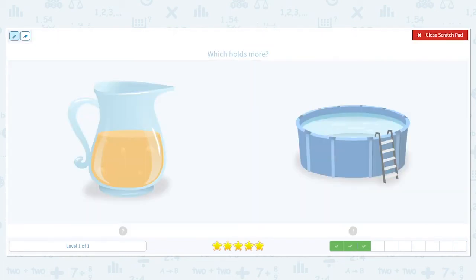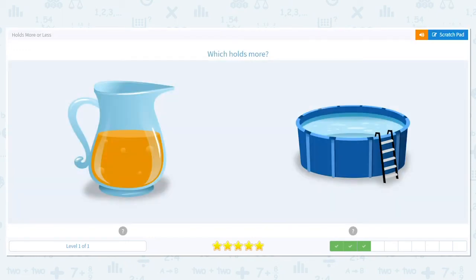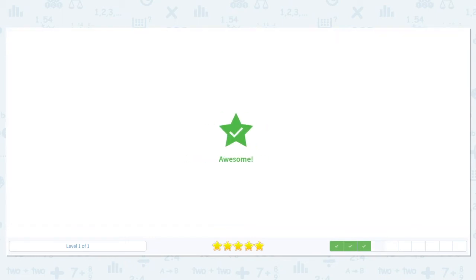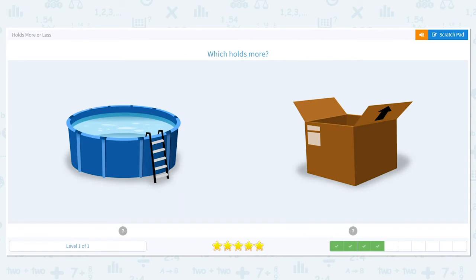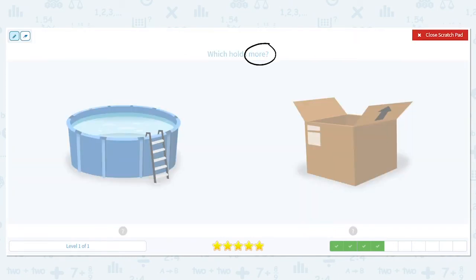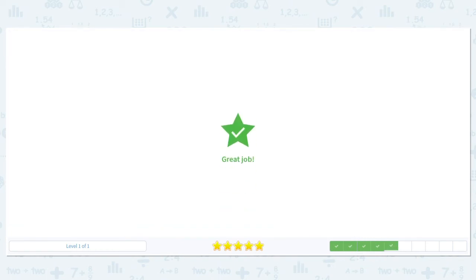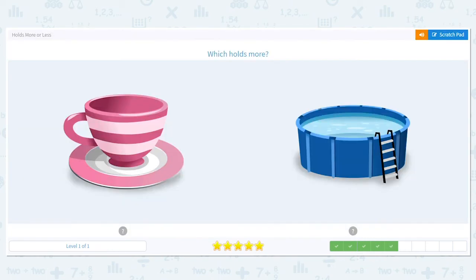Which holds more here? A pitcher or a swimming pool? Well, let me put it this way. Which one can I fit in and swim through the liquid? Right, the pool. I can't do that with a pitcher. The pitcher can't hold enough water or fluid. Okay, which holds more here? The swimming pool or the box? The swimming pool does. That's big. That can fit gallons and gallons and gallons of water.